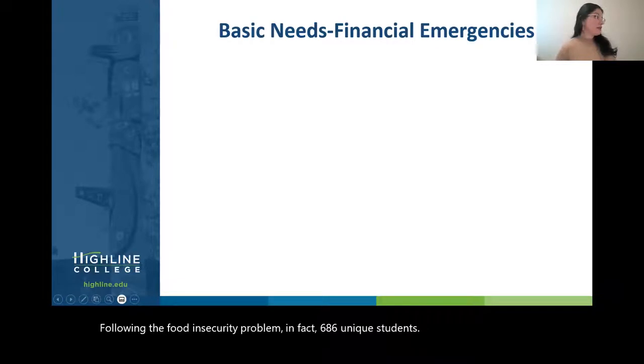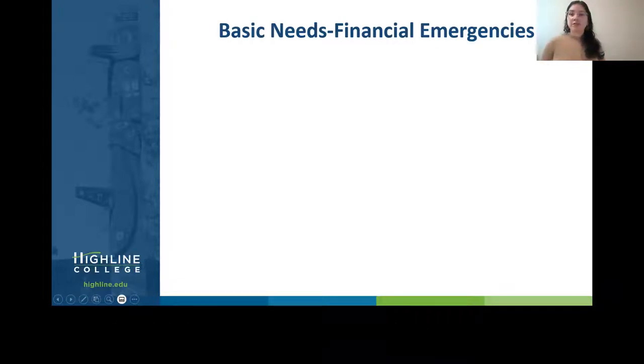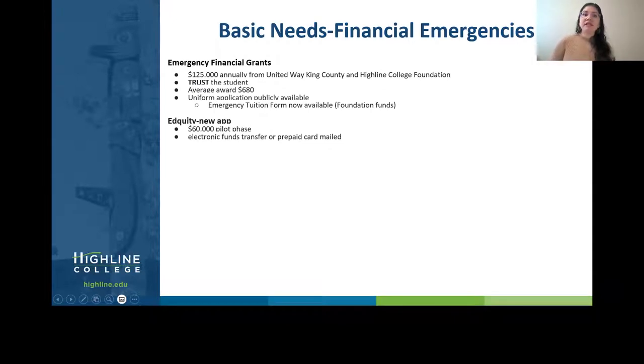So another area that we really try to make an intentional effort on is around these financial emergencies. We have, the last couple of years, had about $125,000 annually from the United Way and the Highline College Foundation. The average award, this is across King County, is about $680. And we really try to focus on trusting the student. I'll talk a little bit more about what that means in a little bit.